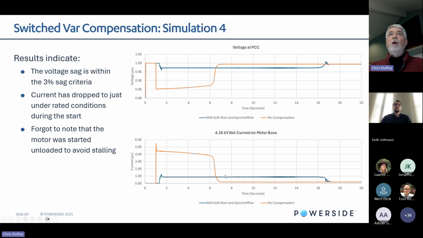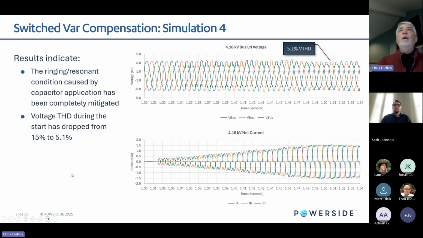Here we can show that the current is reduced almost to rated current. This is in per unit on motor base, so this is like 100% rated current. During the ramp up, we can see that we just completely eliminated that bad transient condition. And we have nice, smooth response coming out of the soft start now.